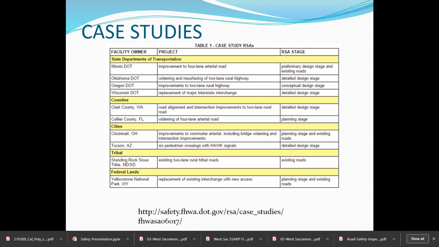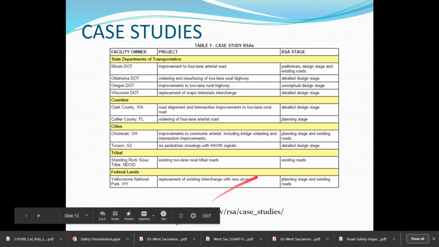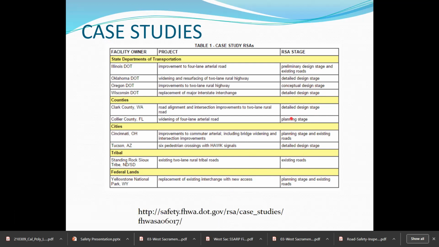So, and then you could see there are different types of stages. So preliminary design, detailed design, conceptual design. You could look at planning stages. You could look at existing roads, completely existing roads. So road safety audit process could be conducted at any stage. And there are different ways of doing that at different stages.